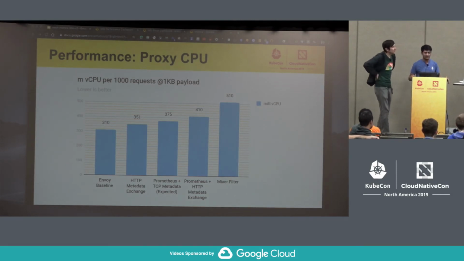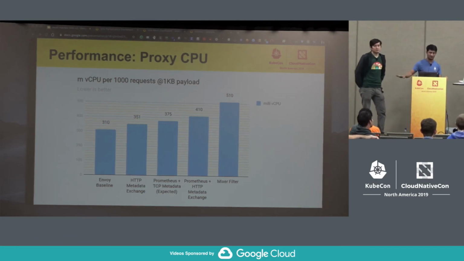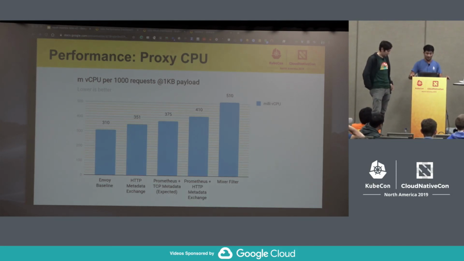So a lot of this work has actually landed in Istio 1.4, which released about 1 or 2 weeks ago. And these are some of the numbers that we have. The chart way on the right is if you use Mixer, the existing telemetry model, Mixer v1. And the second one, the Prometheus plus HTTP Metadata Exchange, is what is already in 1.4. As you can see, it's already a significant drop in terms of CPU used. This does not include the CPU that Mixer itself used, which is actually almost equal to the proxy. So that's a significant CPU reduction.